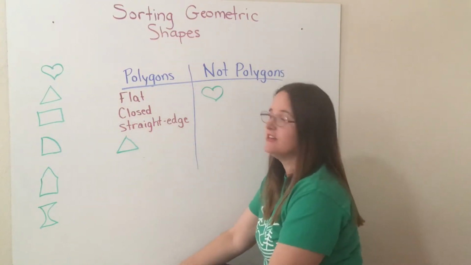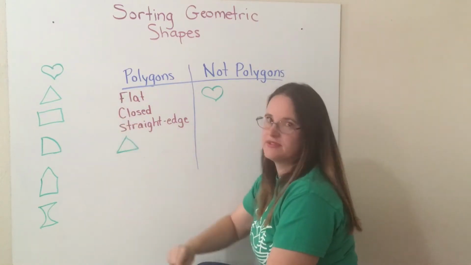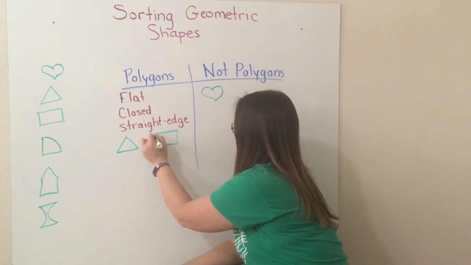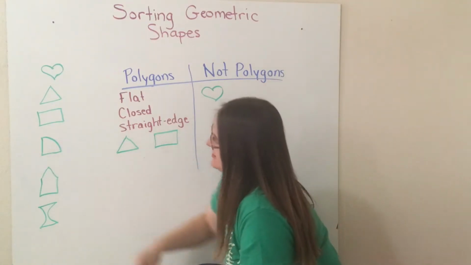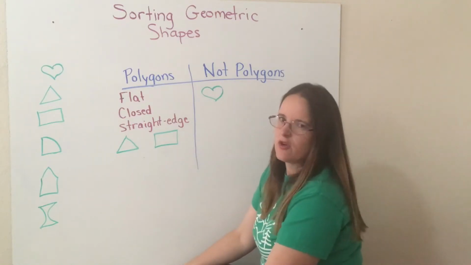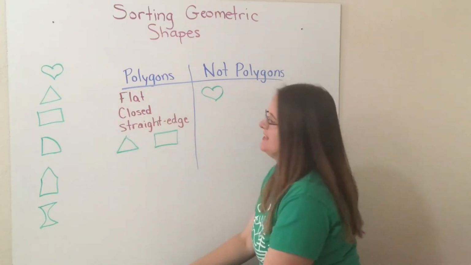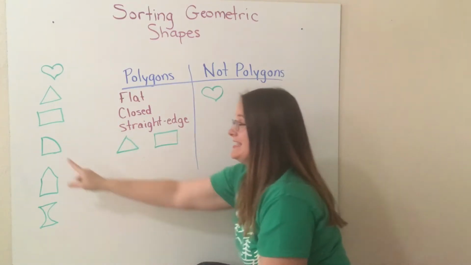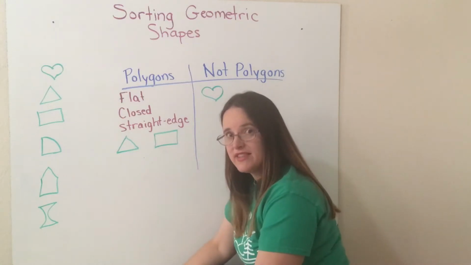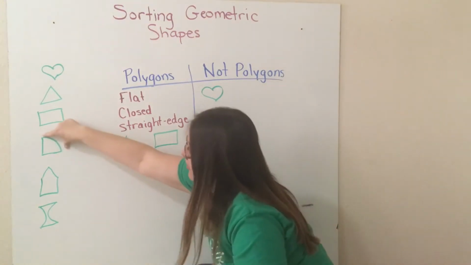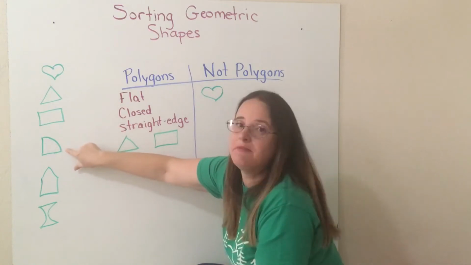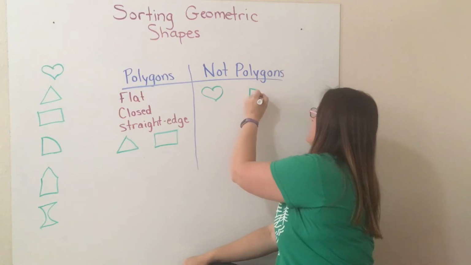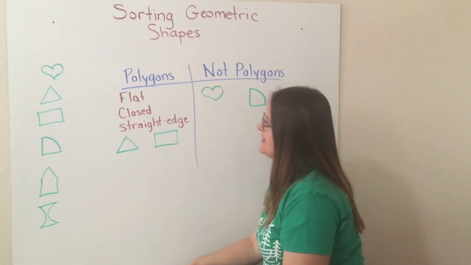Next, we'll look at the rectangle. Flat? Yes. Closed? Yes. Straight edge? Yes. The rectangle can go over here as a polygon. This little piece of pizza, or it looks like a quarter of a circle, is it flat? Yes. Is it closed? Yes. Does it have straight edges? It does, but are all of the edges straight? No. This curve right here means that this shape is not a polygon. So we have to put it over here on the not polygon side.